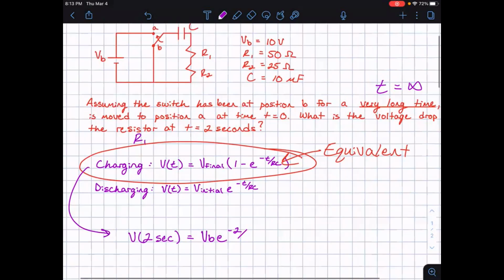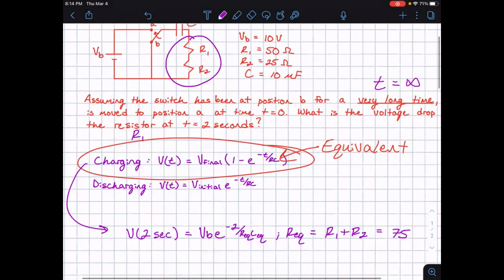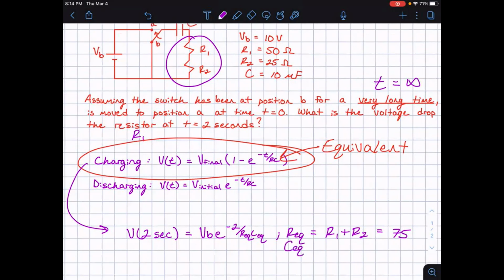So I've got two resistors in series here. To find their equivalent value, I'm just going to add them straight up. Sorry, not opposite of capacitors in parallel, the same as capacitors in parallel. I will add them straight up. So where this is R EQ and C EQ, R EQ is going to be just R1 plus R2, which in this case would have been 75 ohms. And C equivalent is pretty straightforward because I've only got one capacitor, so C equivalent is just going to be 10 microfarads.